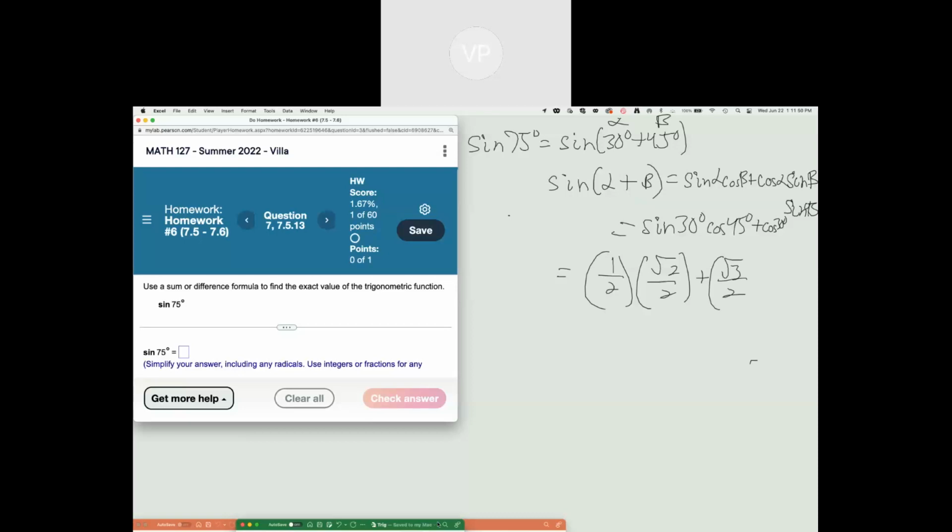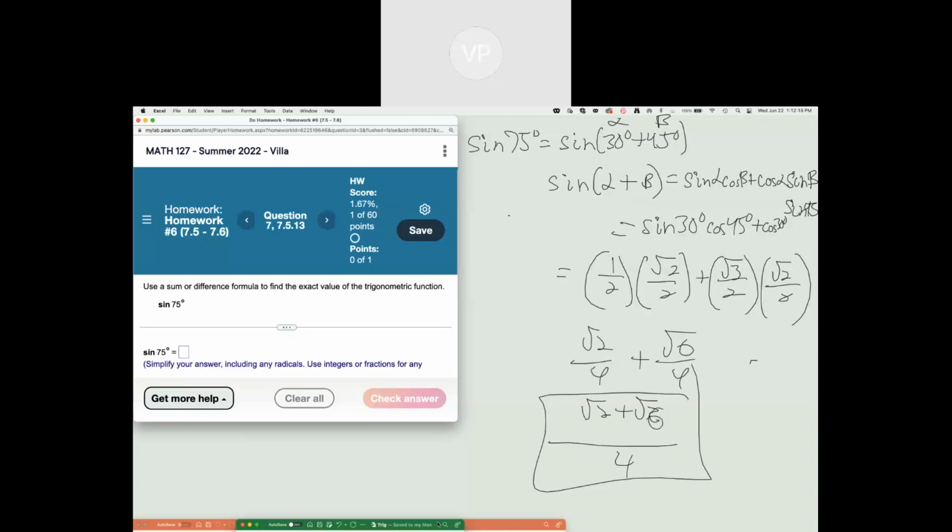So the cosine of 30 degrees is square root of 3 over 2. Sine of 45 degrees is square root of 2 over 2. Any questions on the formula, the rewrite, the answers that I have plugged in so far? And then now we get root 2 over 4 plus root 6 over 4. Just go get your common denominator, make them into one fraction here, and that should work.